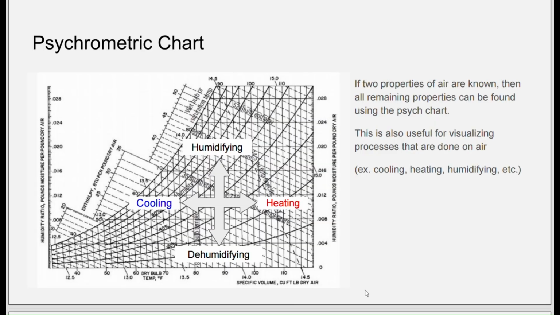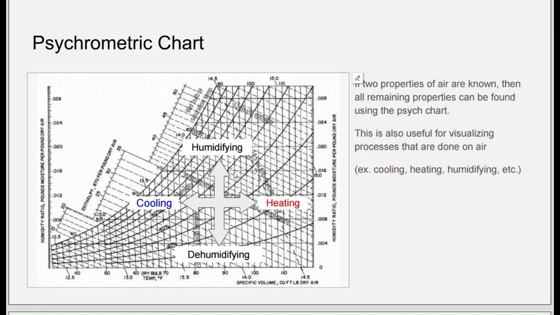The psych chart's also useful, not just if you know one property or one state of air that you're at, but if you know two of them. Say I've got one here and one here, I can visualize what has to happen to that air to get to that point by looking at this key here. If I'm moving from left to right, I'm heating, right to left is cooling. If I'm moving up vertically, I'm humidifying, and down is dehumidifying. But any type of diagonal process is going to be a combination of the two.